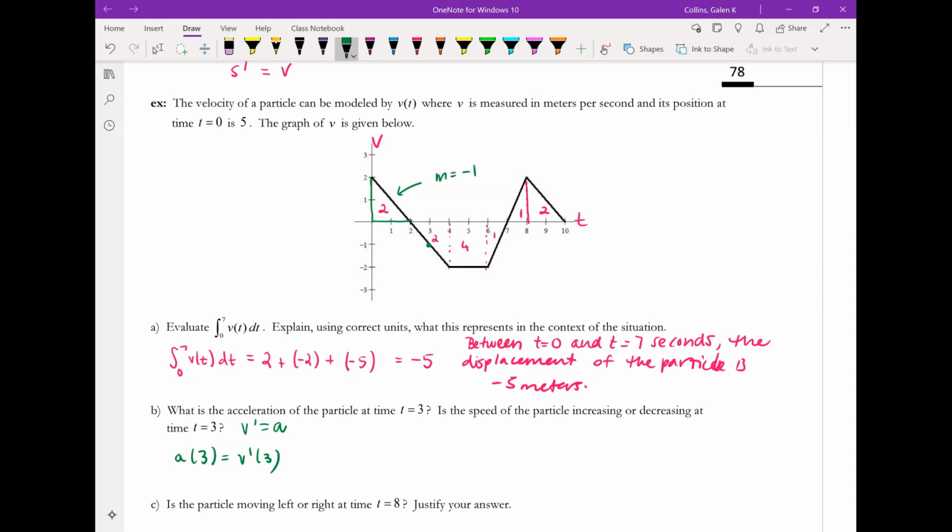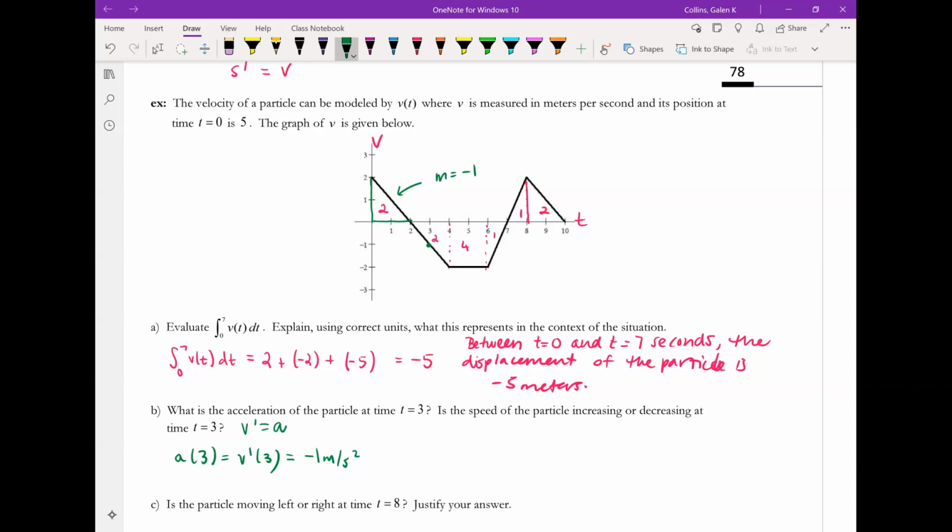Since the derivative is the slope of our tangent line, and when we take the derivative of something that is linear, it's just the slope of that line, we get that v prime of 3 is negative 1. So our acceleration is negative 1 meters per second squared.